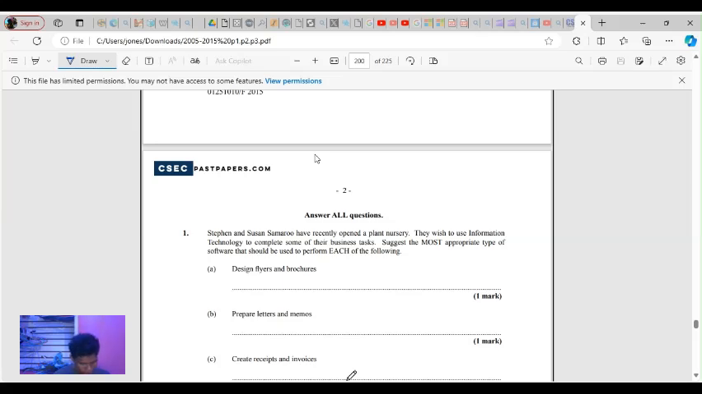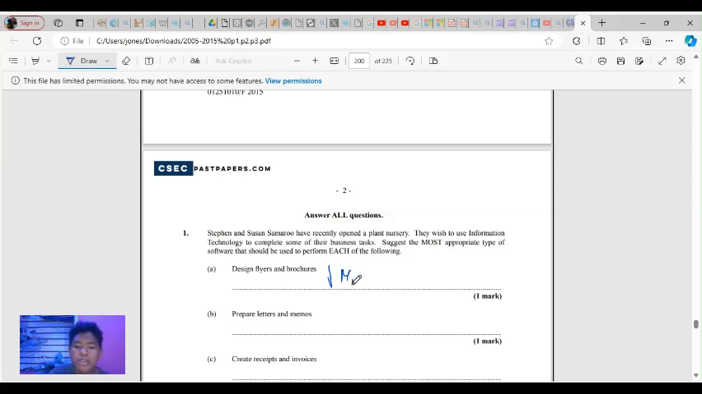When we think of that, what do we usually think of? What usually comes to mind? Well, when we hear about designing flyers and brochures, it usually comes in line with Microsoft Publisher. So this is very simple and straightforward. Please forgive my handwriting. The answer would be Microsoft.